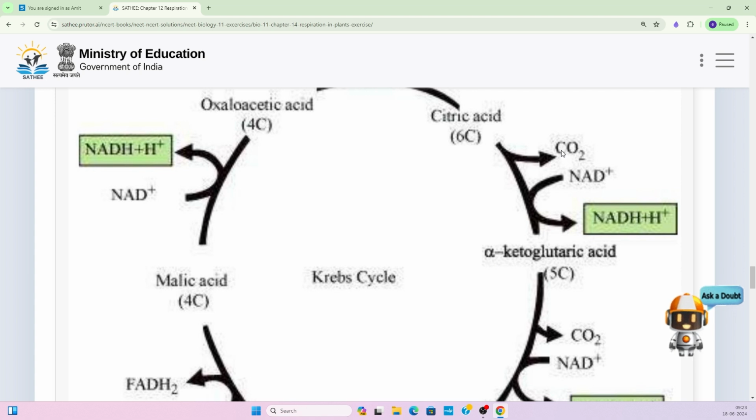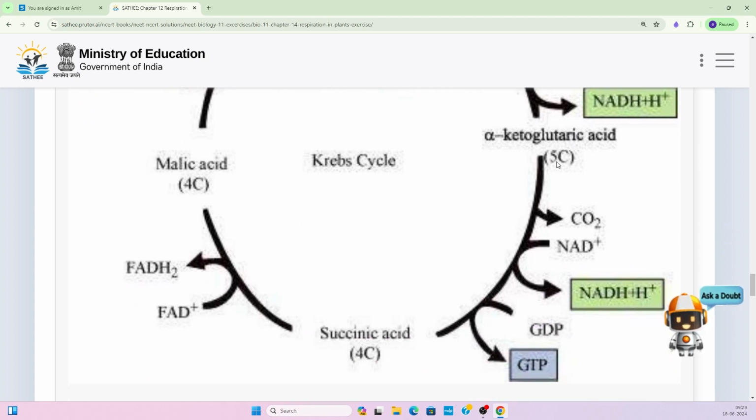Now it eliminates one carbon dioxide, and NAD is converted to NADH2, and here you can see alpha ketoglutaric acid, a 5-carbon compound, is formed. Now this alpha ketoglutaric acid, in the presence of an enzyme, gets converted to succinate.